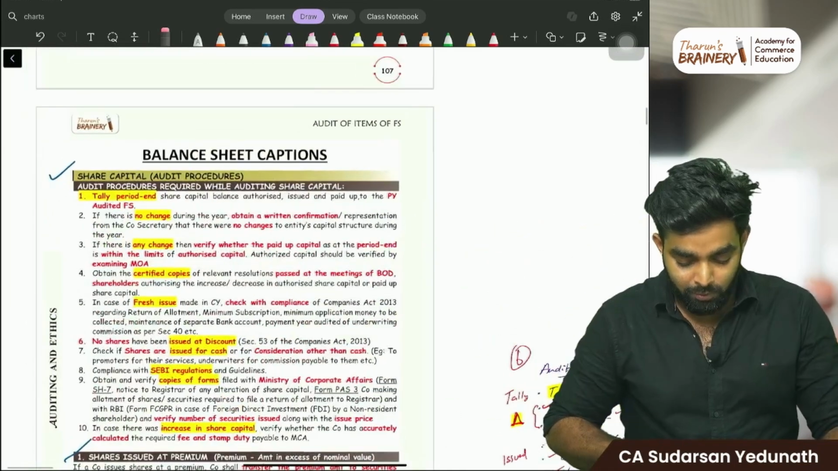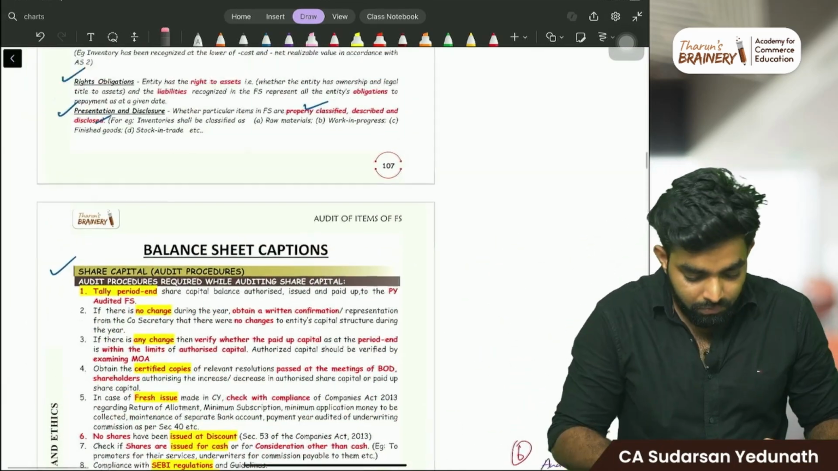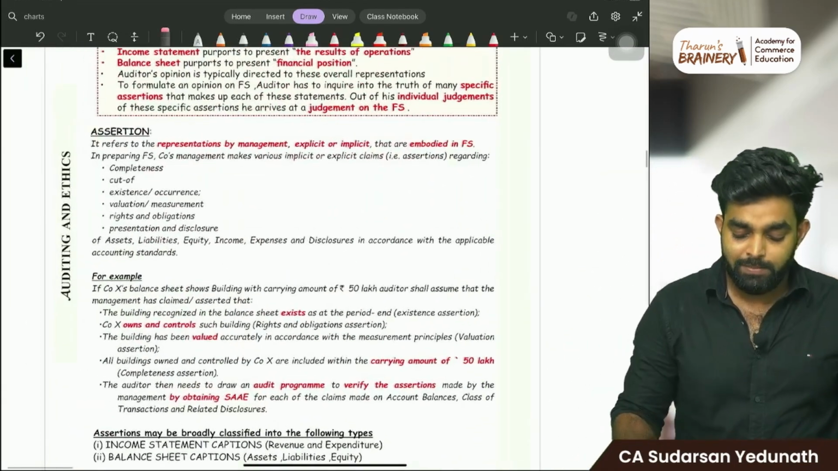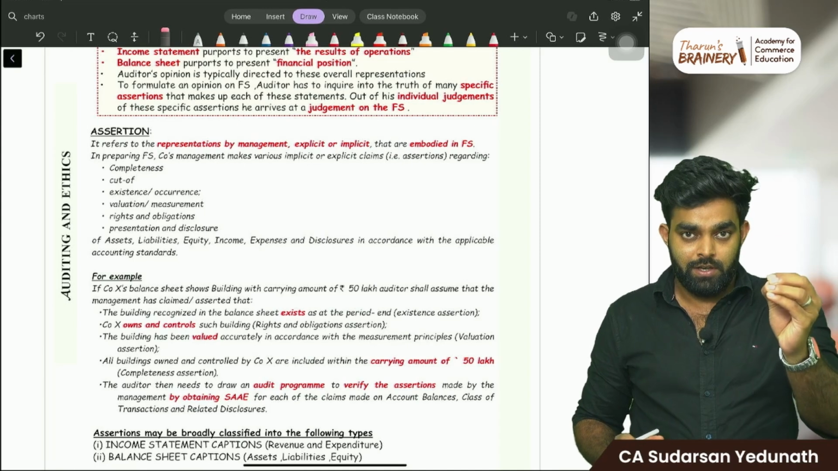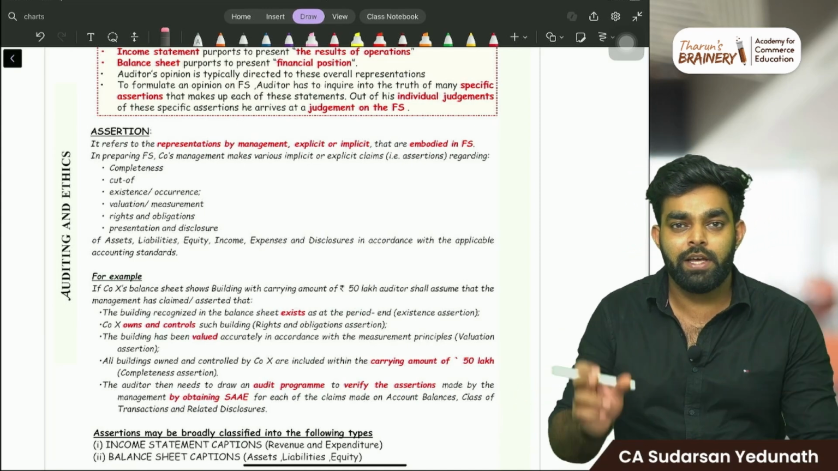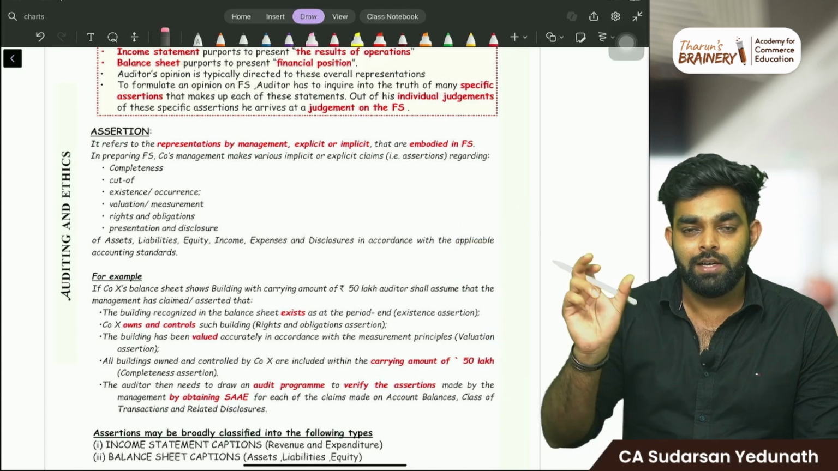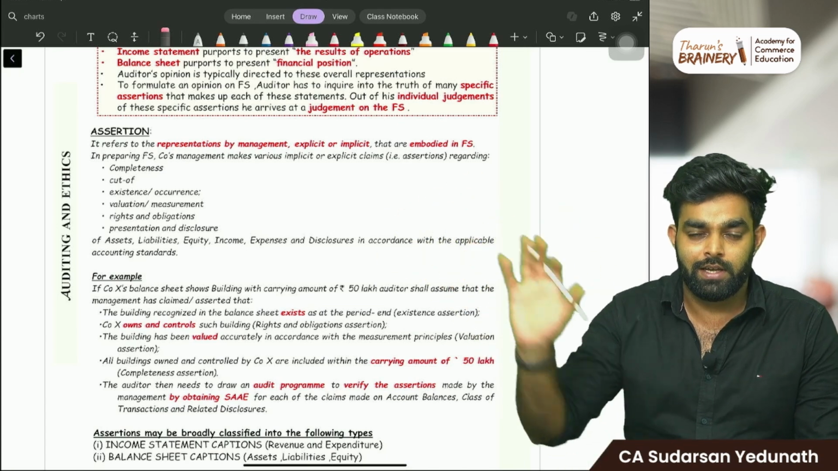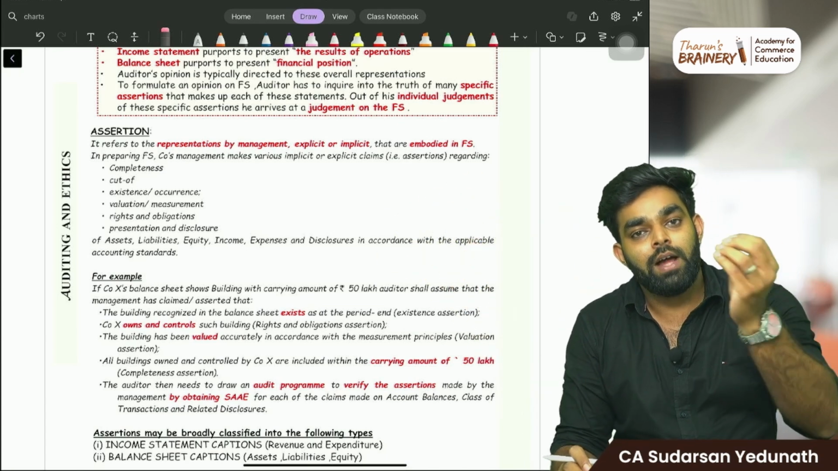First we'll move on to assertions. What is an assertion? Assertion means the representations by the management. Many of you may know that, but I'm still saying it. In the financial statement, share capital is equal to 10 lakh, sales is equal to 10 lakh. This is mentioned there. So that is what we call assertions.